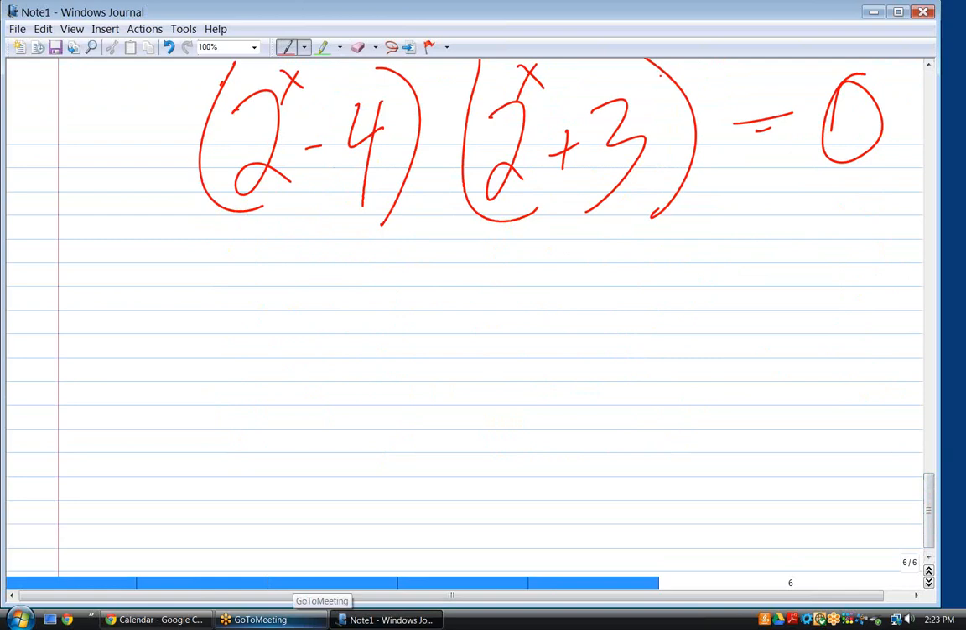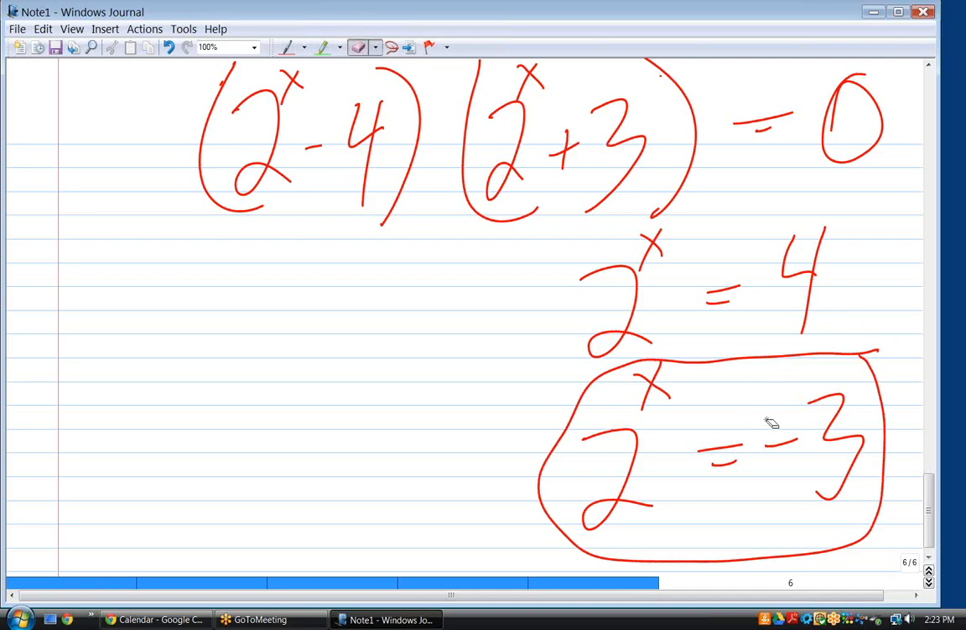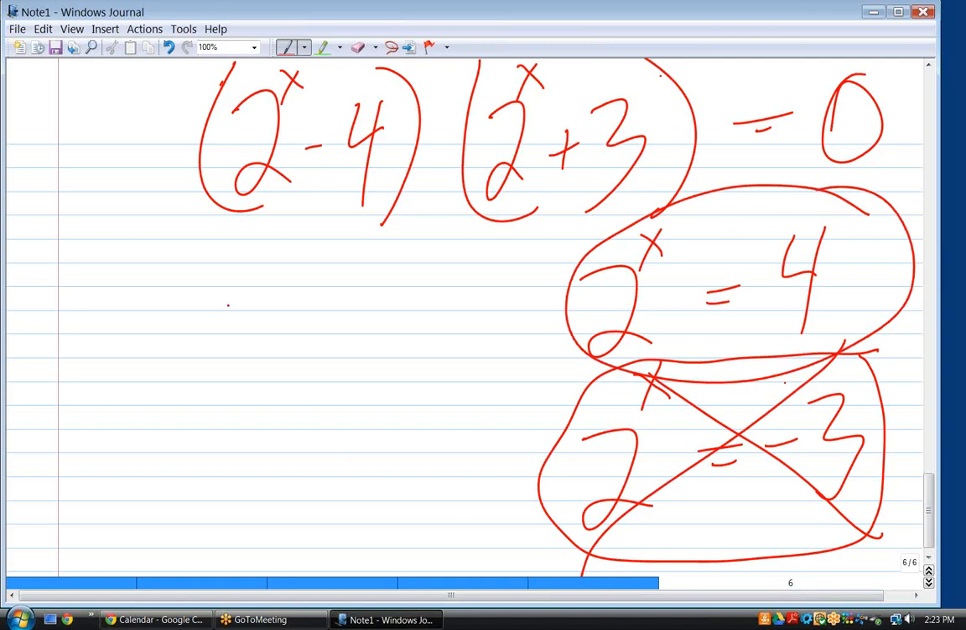We can set those to 0. Okay, so I can say 2 to the x equals 4, or 2 to the x equals minus 3. Is this possible? No, you can't take a positive number to any exponent and get a negative number. So that's impossible. But this is possible. And in fact, we have a solution, x equals 2.